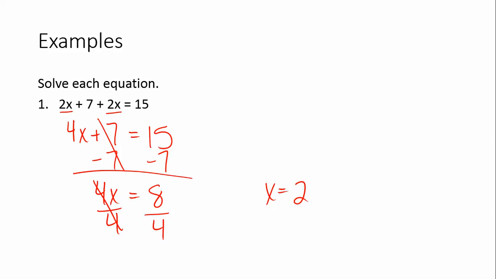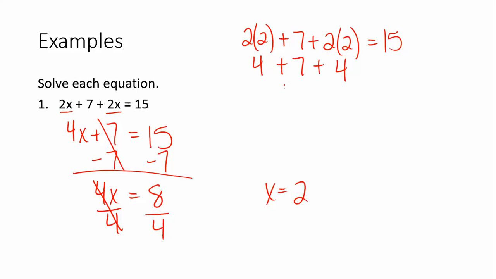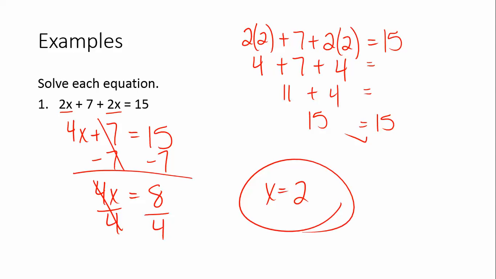You can check your answer by plugging that 2 in for the variable. So 2 times 2 plus 7 plus 2 times 2 should equal 15. So that's 4 plus 7 plus 4, 11 plus 4, 15. So it does check out. So again, when you have like terms on one side of an equation, you're going to combine those like terms together first before you solve the equation.